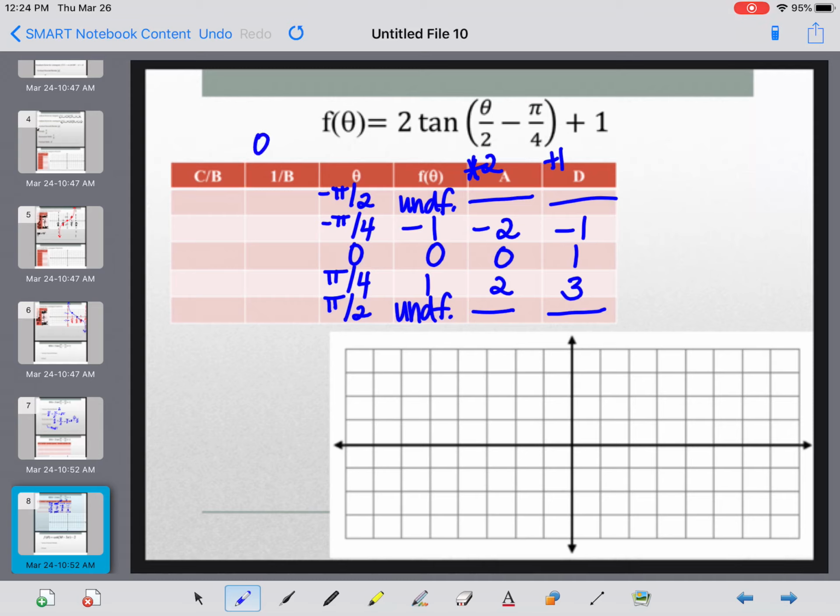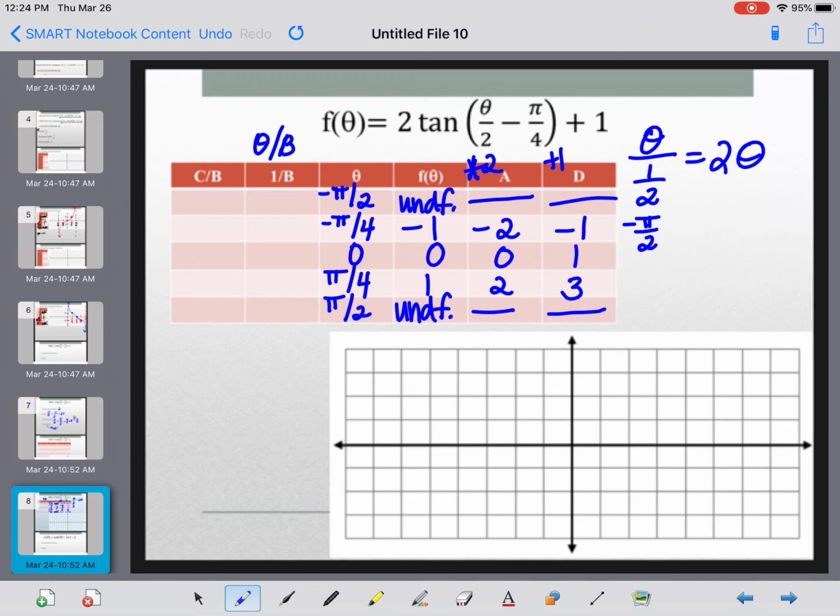Okay, and then the other side. So this, remember, is theta divided by b. So we take our x values and we divide them. Now, the x values are not undefined. So we're going to need to know, well, where are we moving those asymptotes to? Okay, so theta divided by b value, which is 1/2. So we're really doing 2 times theta.